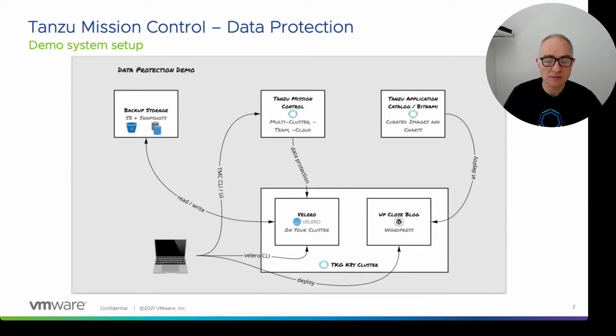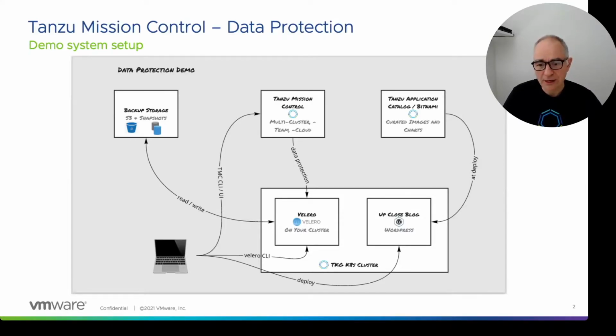So once we have this in place, we need something to back up and test if the restore works properly. So what we will do is deploy this Up Close blog based on WordPress, which has a WordPress part and a database part, and both will have persistent volumes to store their data that we change. So we'll do some changes to that blog.